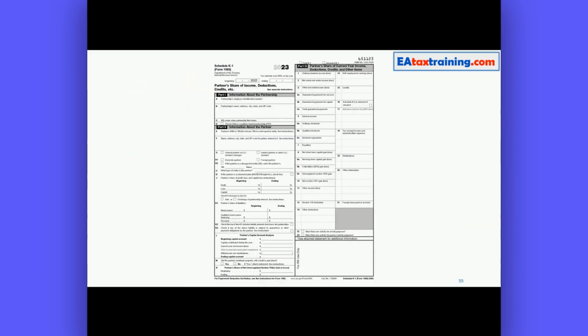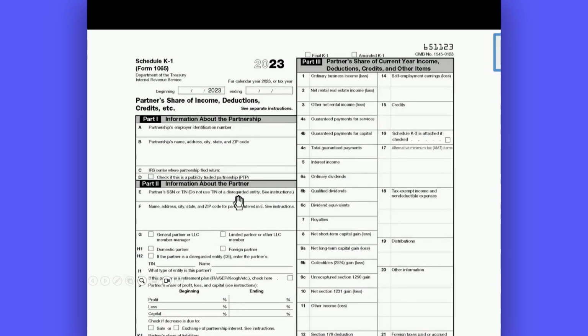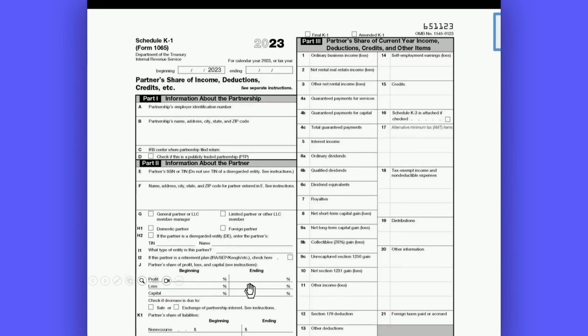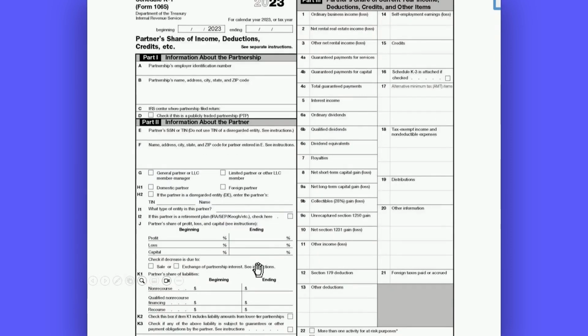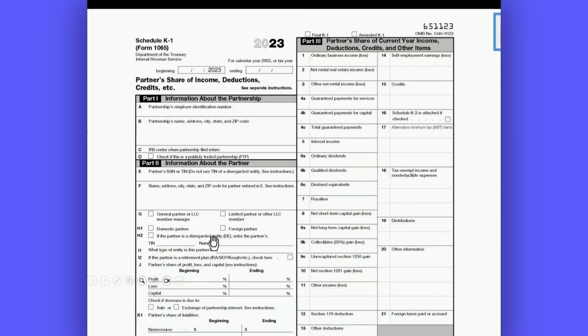So let's take a look at a K1 and what it looks like. It's going to start with the information about the partnership itself, and then the information about the partner. It's got all of these check boxes, and their beginning and ending profit and capital percentages are going to be shown here. Their percentage of liabilities is going to be shown here. Remember, they get basis for things. So the information on here can help the partner to compute what their basis in the partnership is.